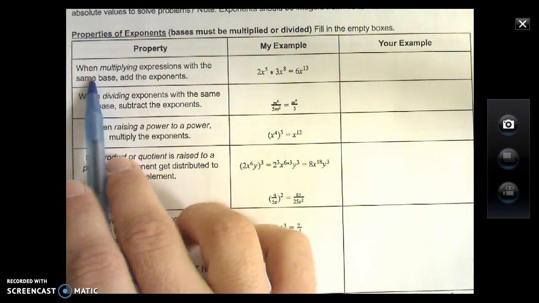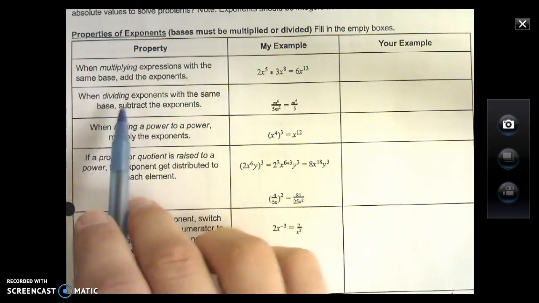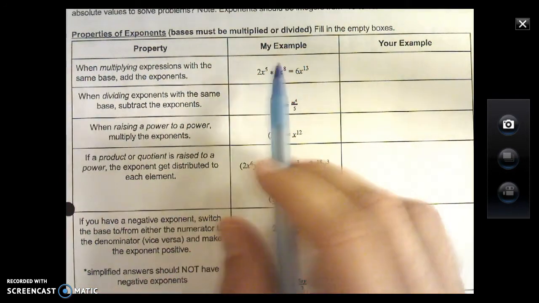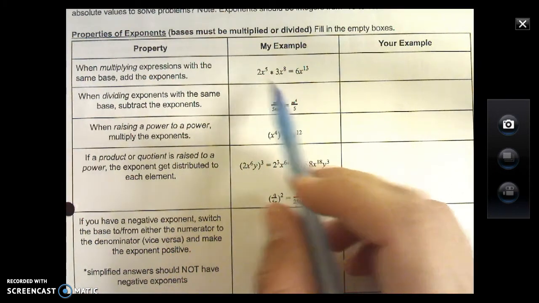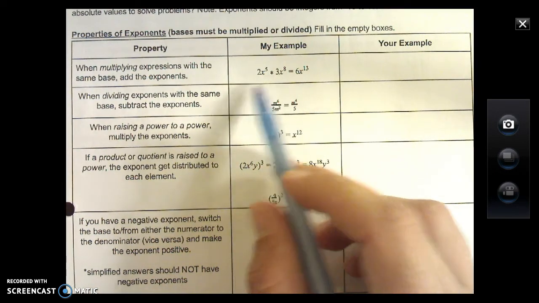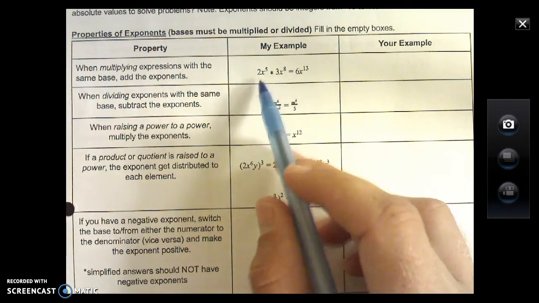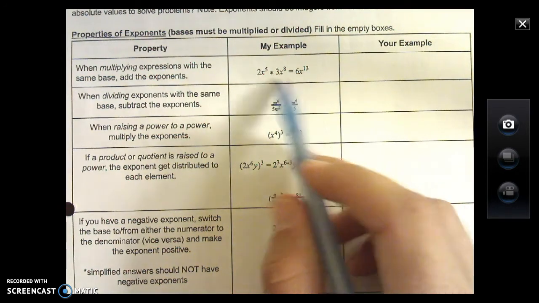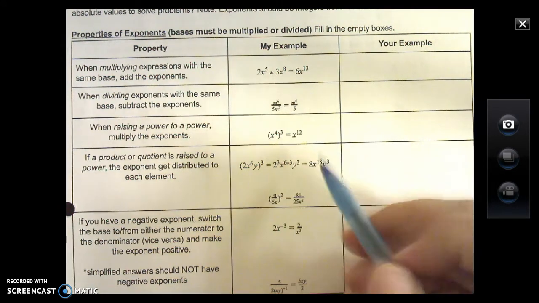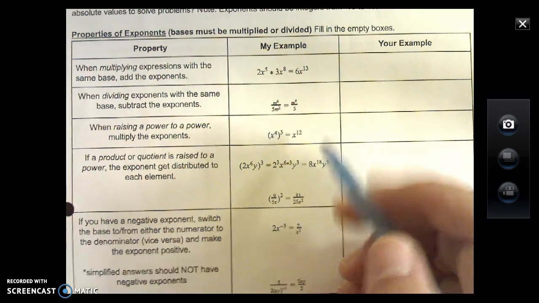Our first is when multiplying expressions with the same base, add the exponents. So here we have 2x to the fifth times 3x to the eighth. You'll notice we did 2 times 3, which is 6. X to the fifth, x to the eighth. You can add the exponents, so we can get x to the 13th.